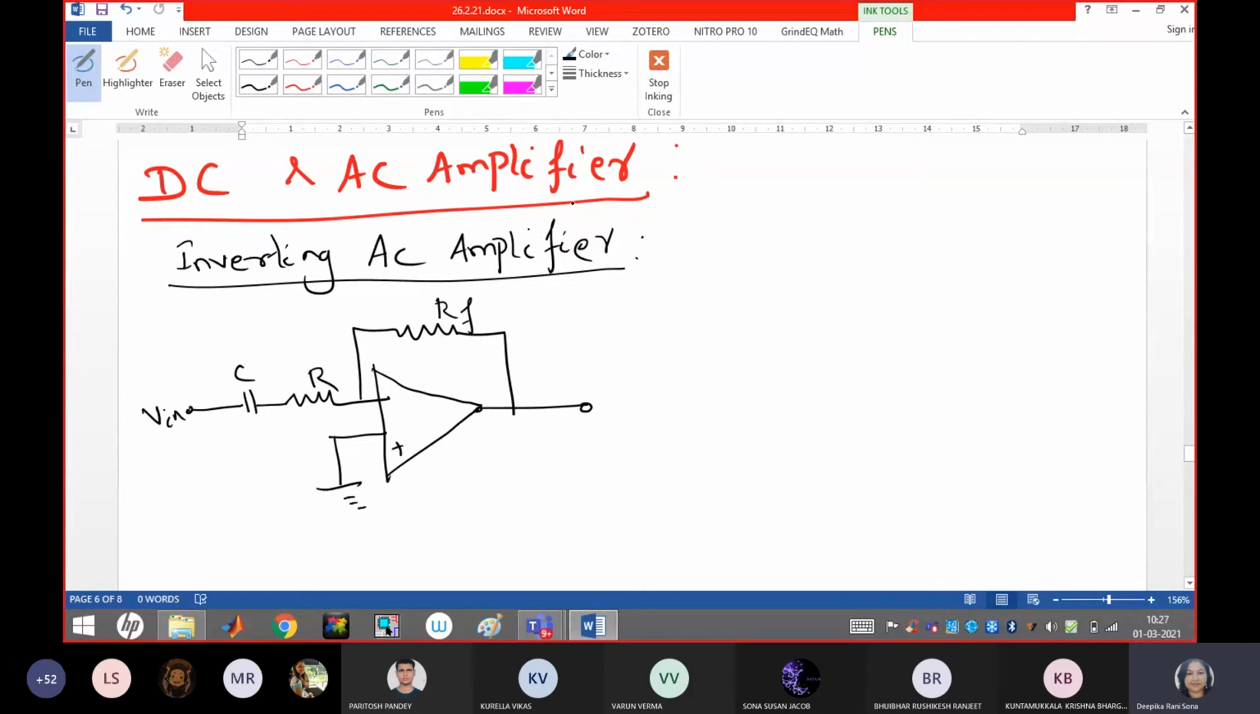In this figure you can see that C is introduced in the input arm. So this C will block the DC component of the input, and together with the resistor R1, this will set the lower 3 dB frequency of the amplifier. Suppose this is node A. This node A is at virtual ground because this end is 0. If I write V0 as a function of the complex variable, V equal to IR, but R is nothing but RF.